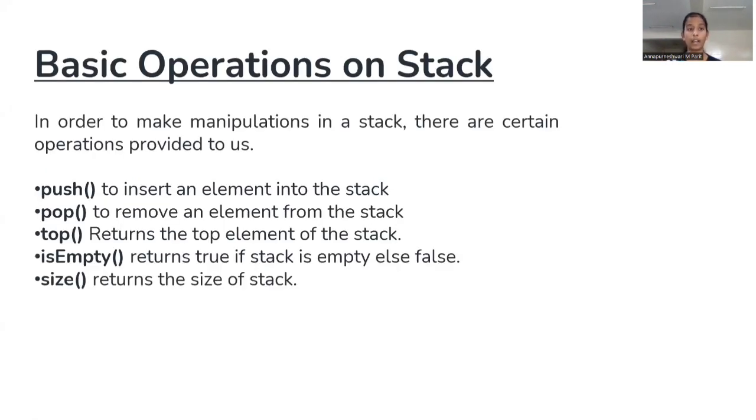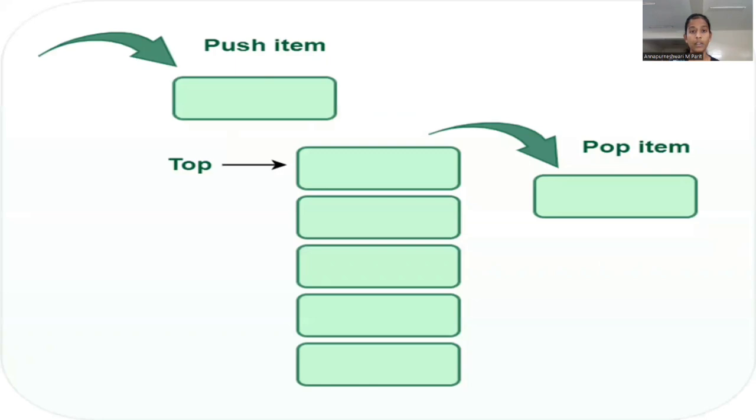Basic operations on stack: in order to make manipulations in a stack, there are certain operations provided to us. For example, push to insert an element to the stack, pop which is used to remove an element from the stack, top which returns the top element of the stack, isEmpty returns true if the stack is empty, else it will return false. Size returns the size of the stack. This is the picture of a stack.